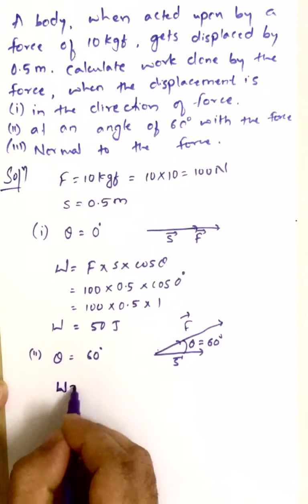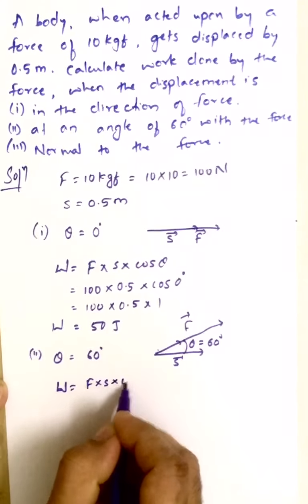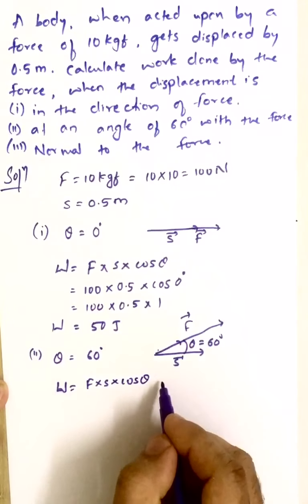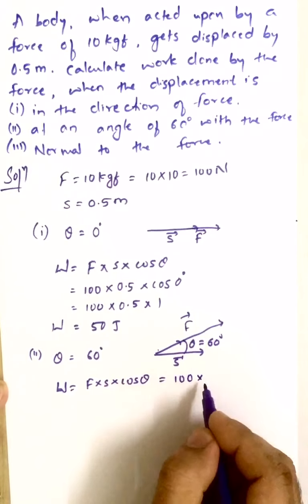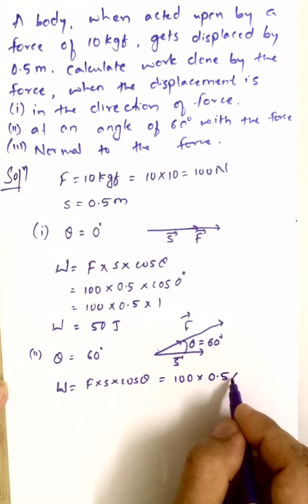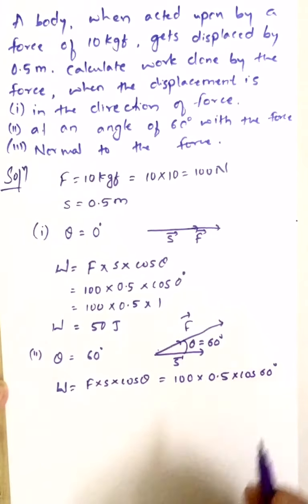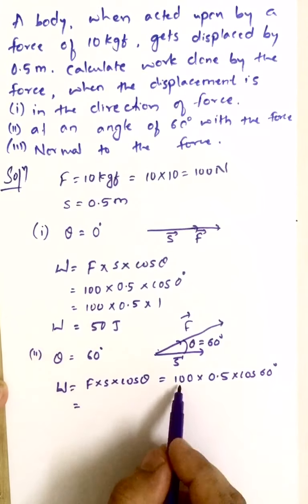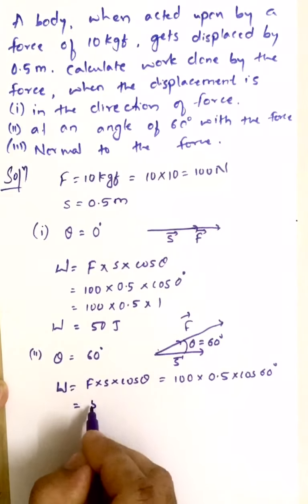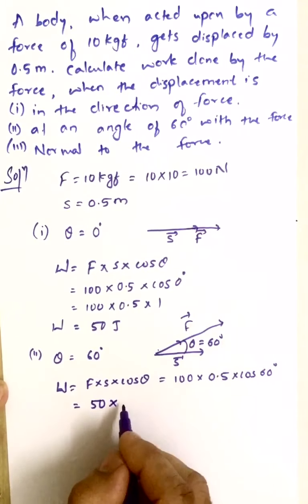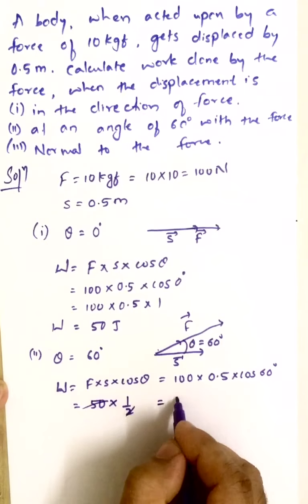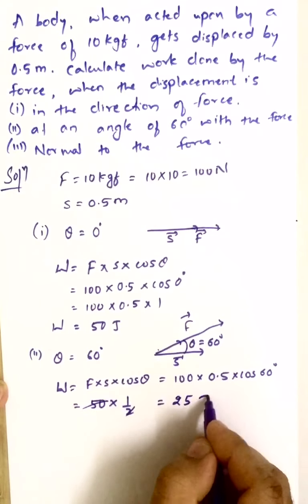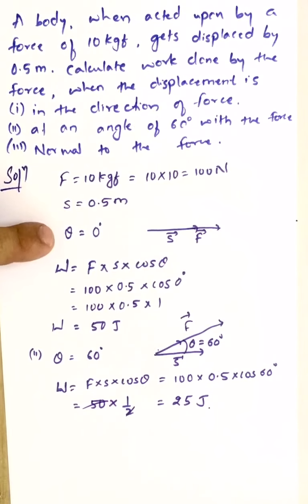So work done is given by again the formula F into S into cos theta. F is nothing but 100. They have given displacement is 0.5, into cos 60 degree. Correct? So now 100 into 0.5 is 50, into cos 60 which is 1 by 2. So if we cancel 2 and 50 we get 25 joules. See, angle theta is 0 degree and angle theta is 60 degree.